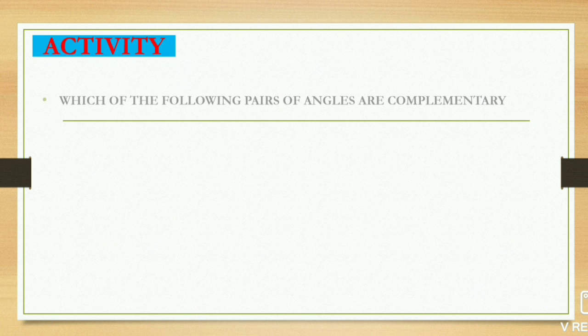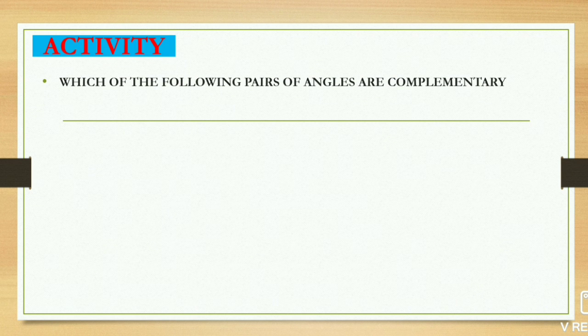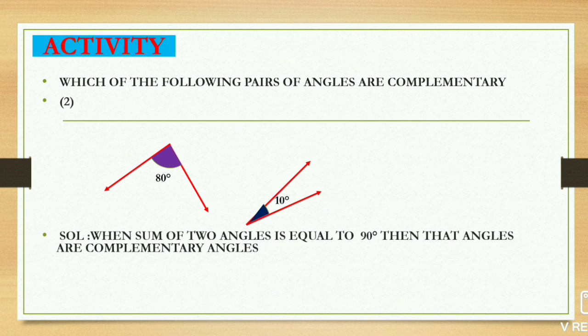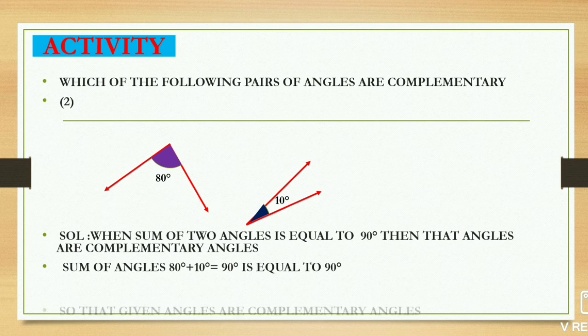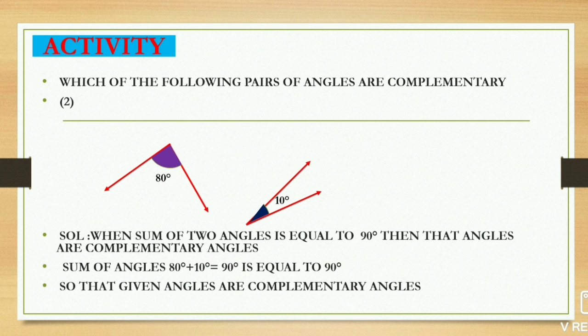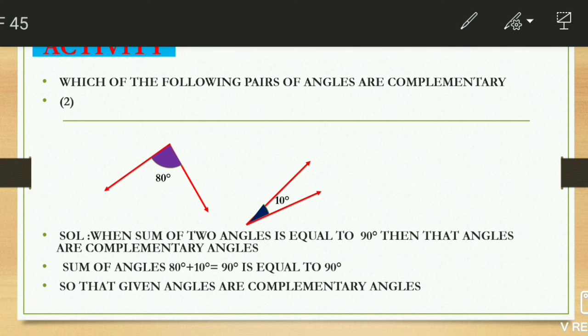Now next sum. Which of the following pairs of angles are complementary? Now I am taking two more angles, 80 degrees and 10 degrees. Solution: when the sum of two angles is equal to 90 degrees, then those angles are complementary angles. The sum of the angles, 80 plus 10, is equal to 90 degrees. So the given angles are complementary angles. Okay children, so like this we have to verify whether the given angles are complementary or not. You just have to add up. If you get 90 degrees, then such angles are called complementary angles.